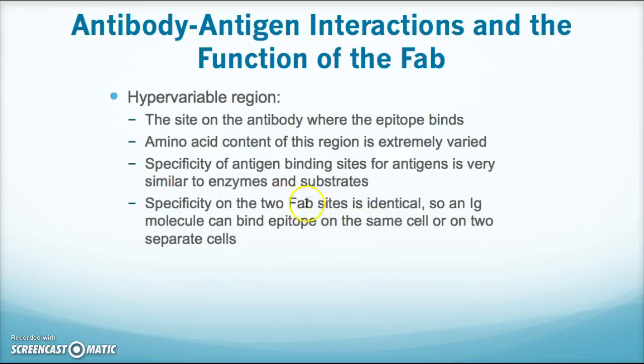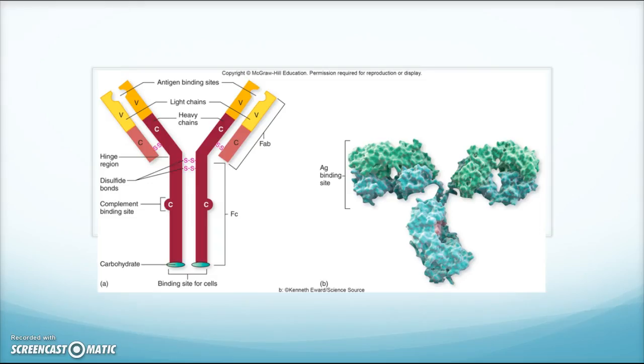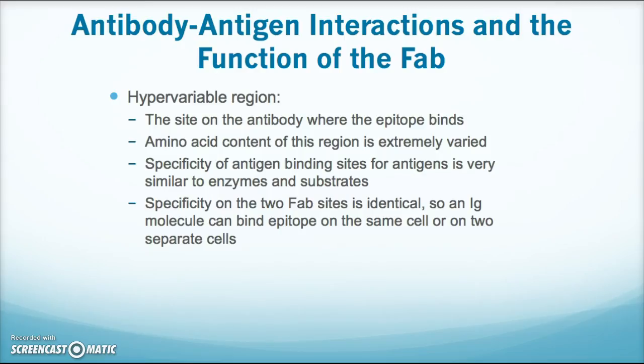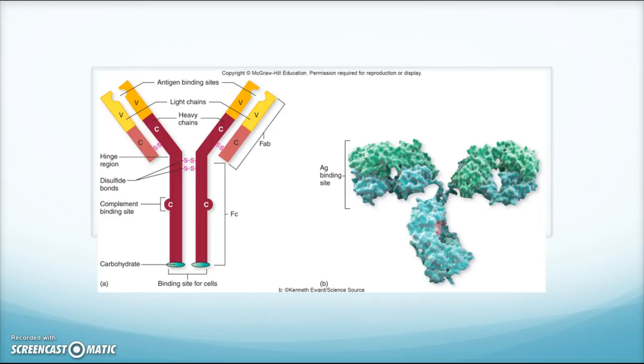And both of those Fab sites, so if you go back and look at the two Fab sites here, these are identical. So that immunoglobulin or antibody molecule can bind the epitope on the same cell or on two separate cells. So it might actually be able to bind one here from one cell and one here from another cell.